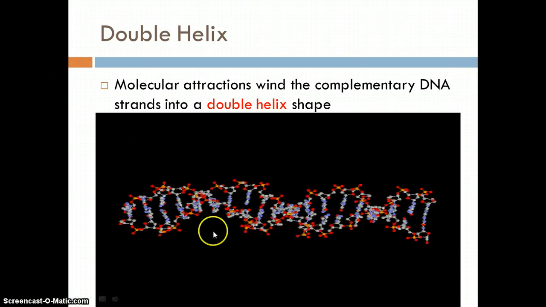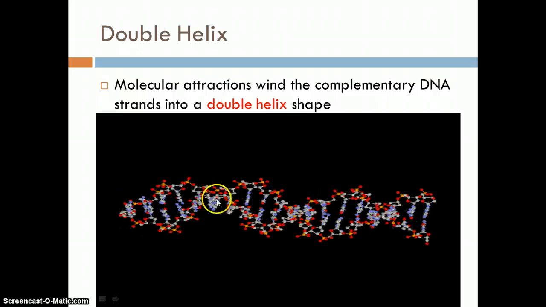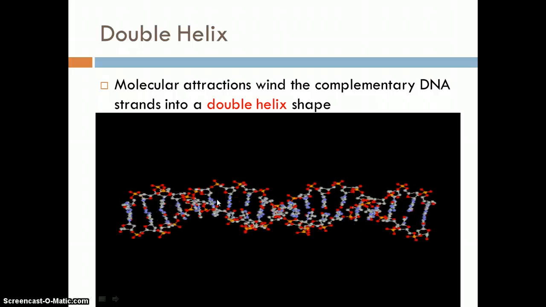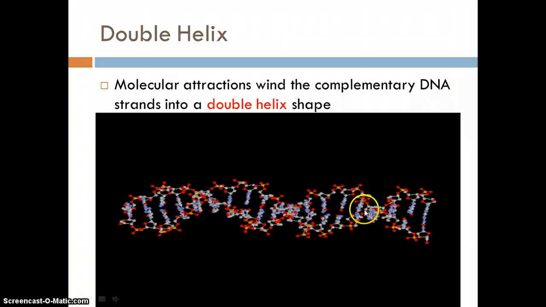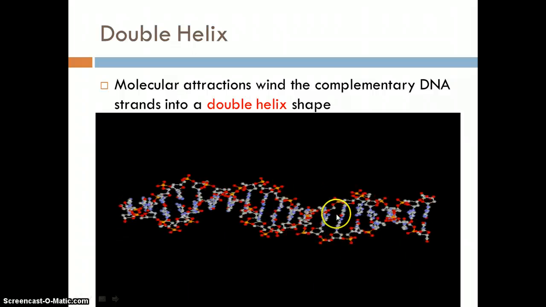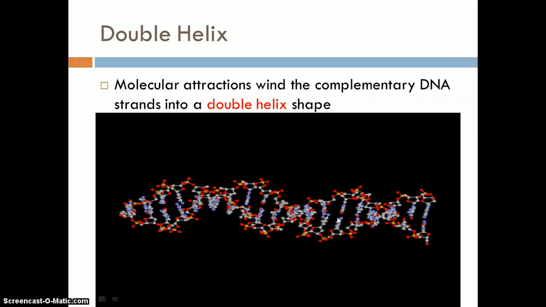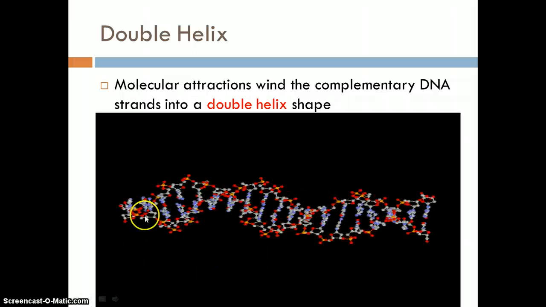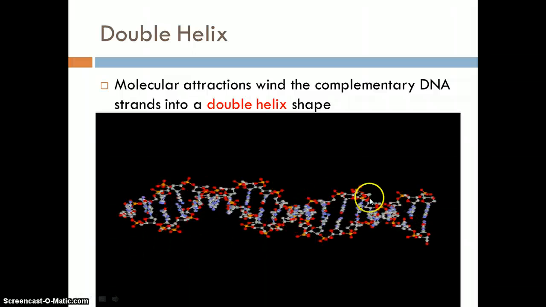So after the DNA has formed its 2 different sides, it eventually is going to wind into this double helix shape. This is just because of some attractions between some slightly negative and slightly positive parts of the DNA, and this creates what we think of as DNA.